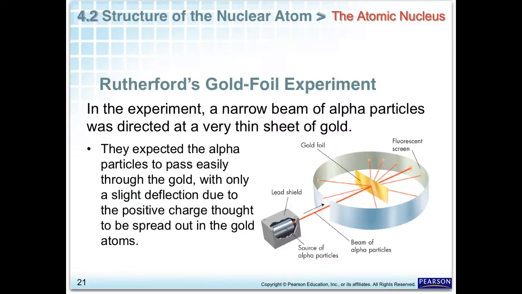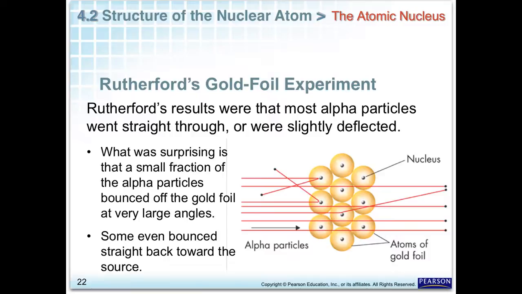In his experiment, he shot these alpha particles, seen here in red, through a very thin sheet of gold foil. What they expected to happen was that most of them would pass straight on through, no problems. Maybe a few of them would be slightly deflected because of the positive charge. Remember, it was supposed to be spread out throughout the whole of the gold atoms. And that is, in fact, what happened. Most of them went straight through or were slightly deflected. As you can see here, they went straight on through. Maybe a few of them were slightly deflected, but they were really surprised.